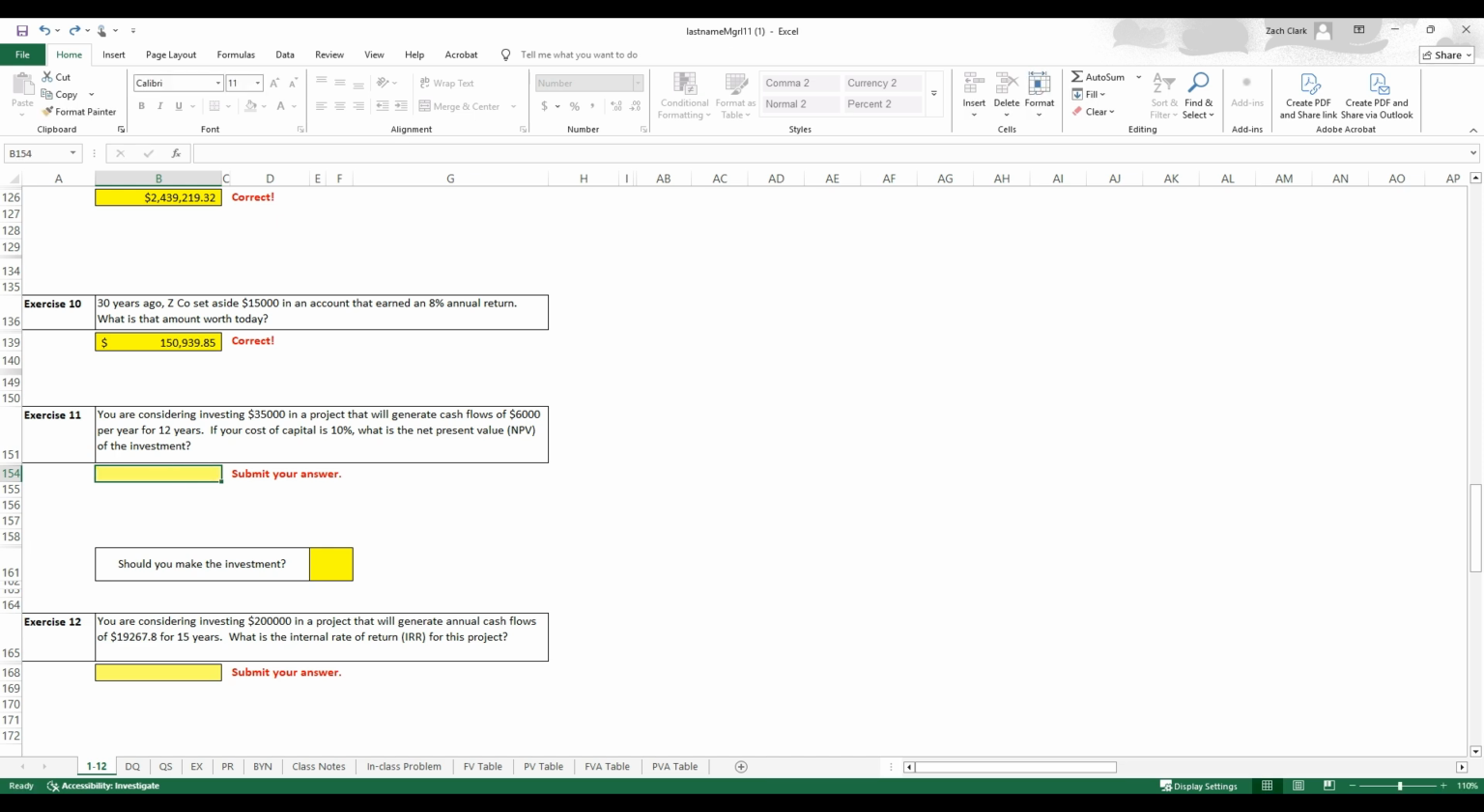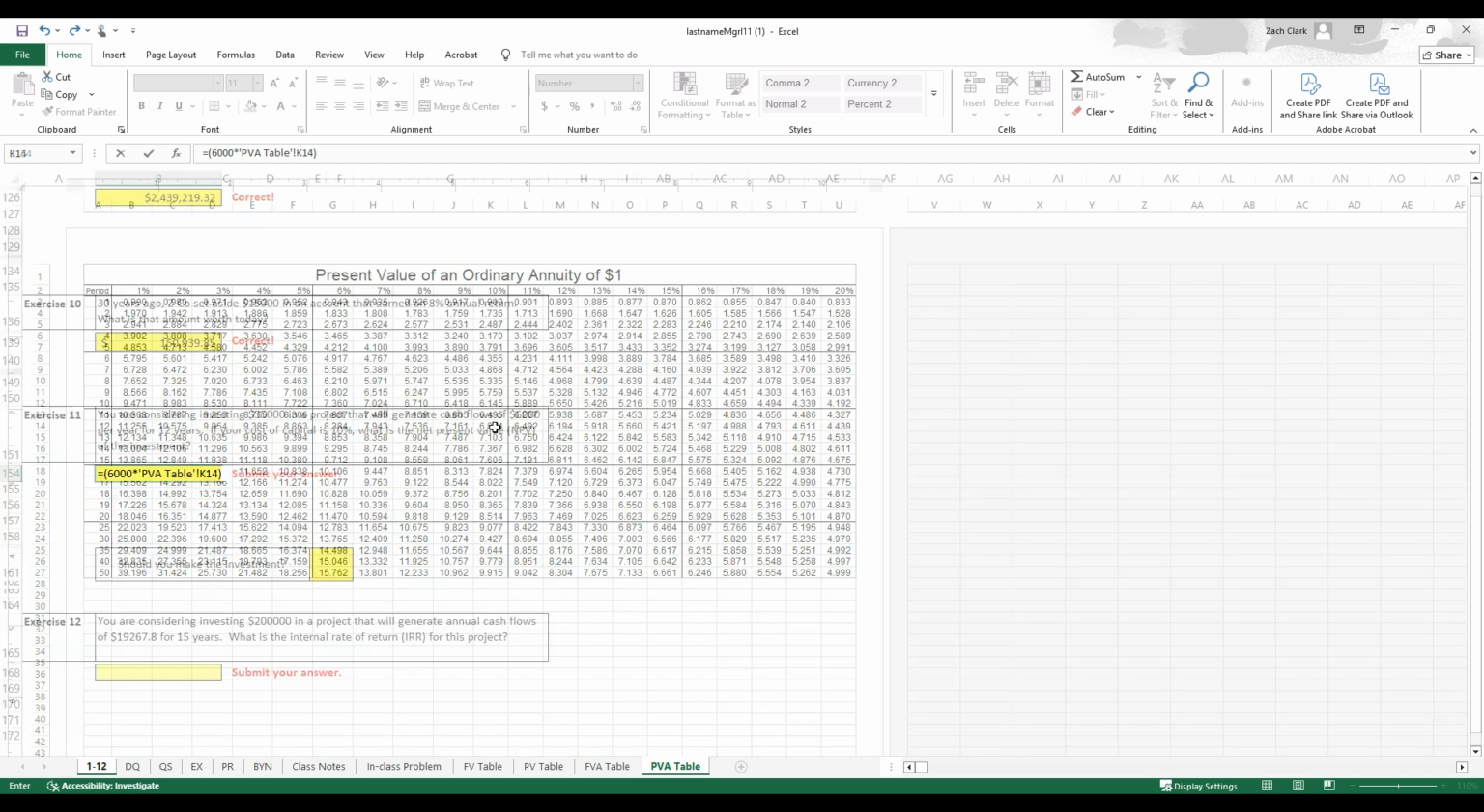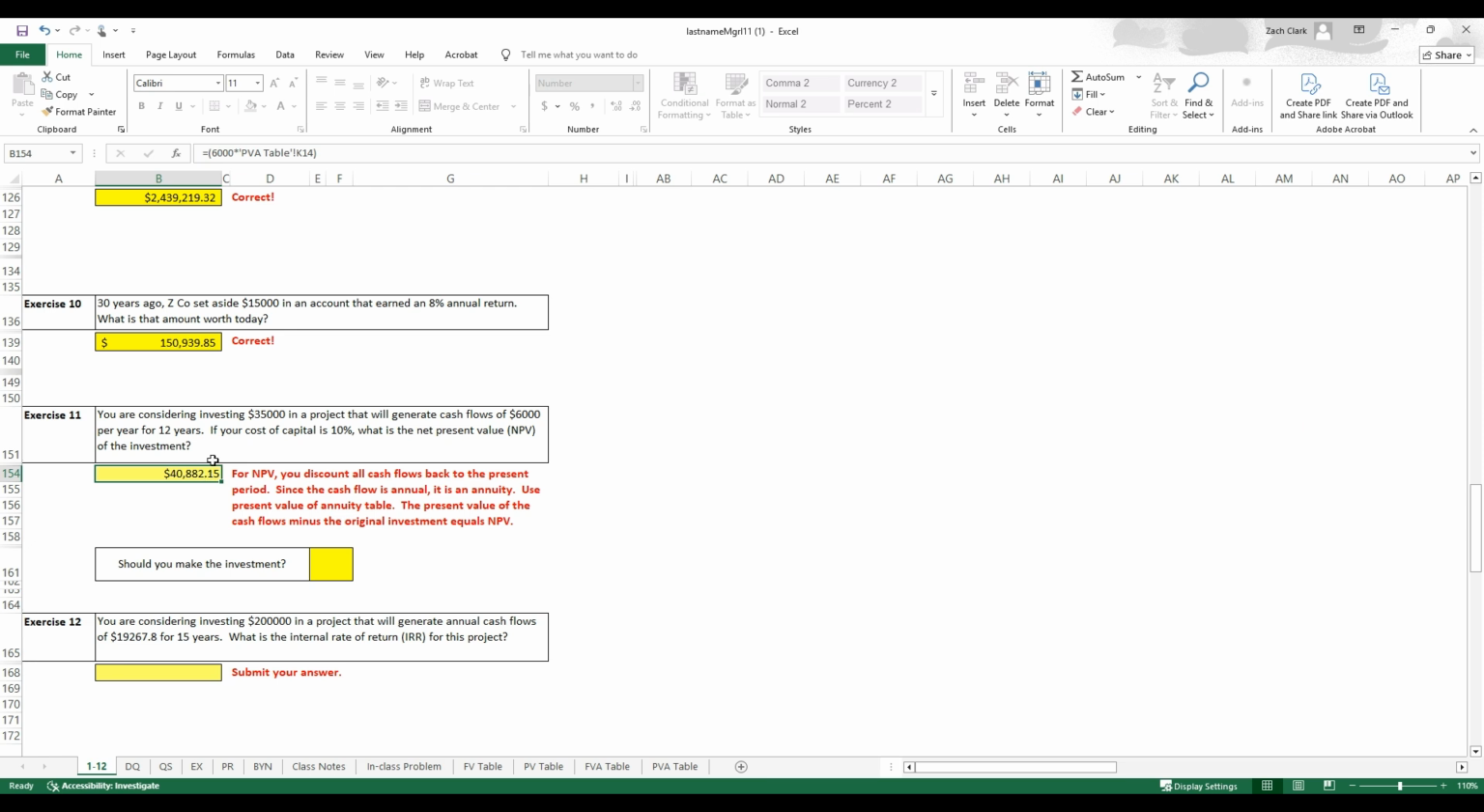Spreadsheet was going weird. And so in this problem, we're going to look at our future cash flows, and then we want to multiply that by the present value of an annuity table, 10%, 12 years. Is that K14? Okay, and I'm going to click enter. It's going to be an error message because it's not complete, but I wanted to just show you this.